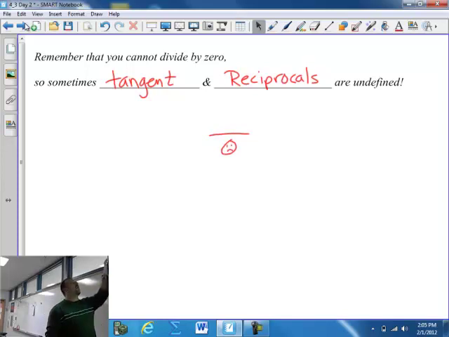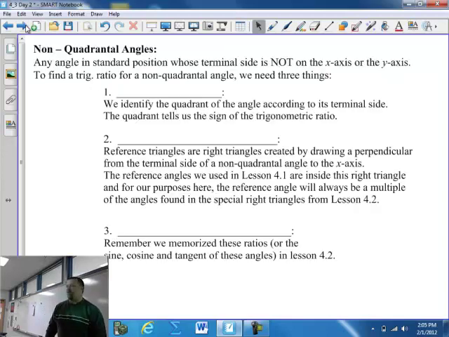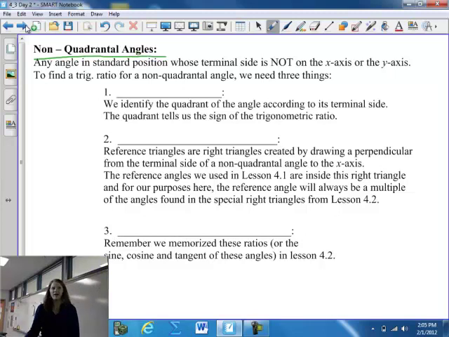What kind of angles were those again? Quadrantal. Try saying that more than once. Well, if you get to say quadrantal, I get to say non-quadrantal angles, which means we do not land on an axis. That's all it means.